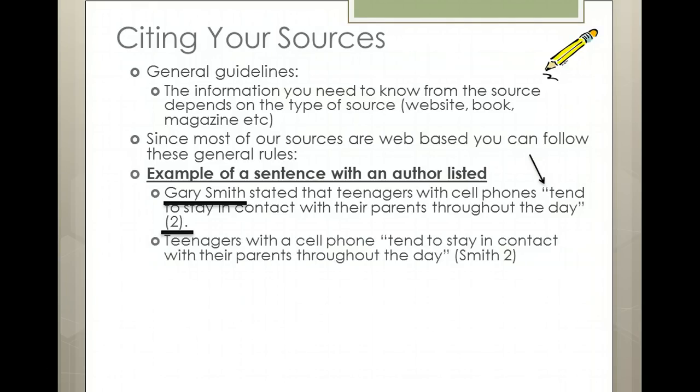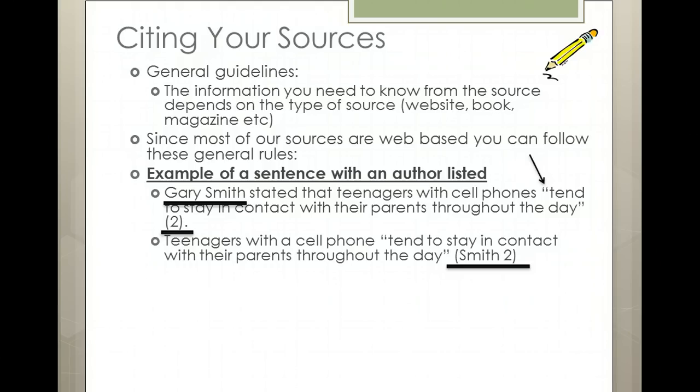The other example would be to include the author's last name and the page number at the end. So teenagers with a cell phone tend to stay in contact with their parents throughout the day. And I see a typo here because, in fact, I should have a period at the end of that parenthesis where it says Smith 2, parenthesis, and then there should be a period right there. So look for a question in your bonus section on where Mrs. Carter made the error. Okay, so that would be the change in citation.